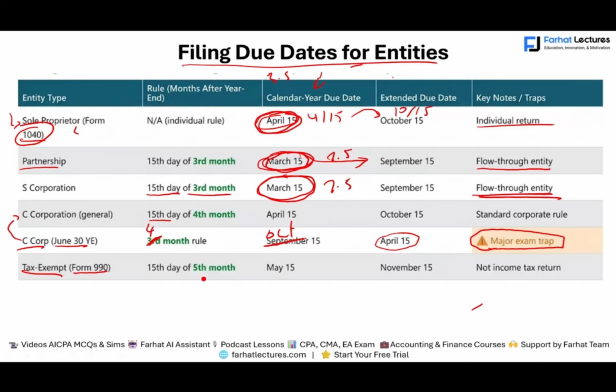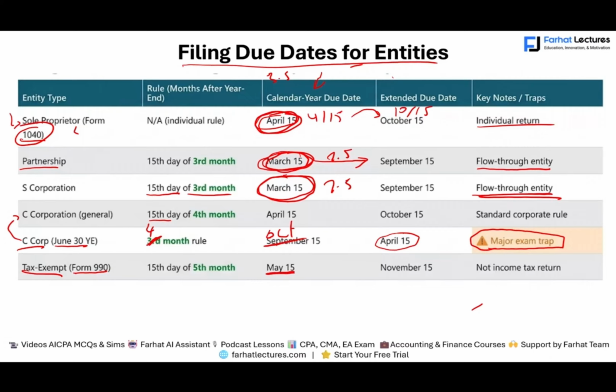They have till May 15th. Okay, why? I mean, there's no specific reason why, but I'm going to try to kind of tell you a story. Maybe it will help you remember. Because tax exempt don't pay their CPAs very well.